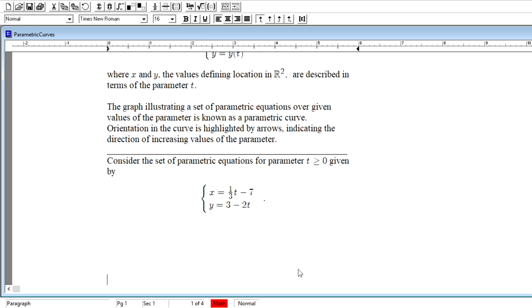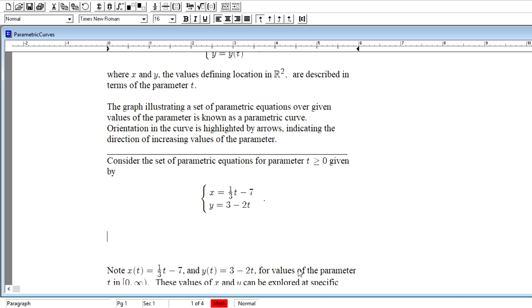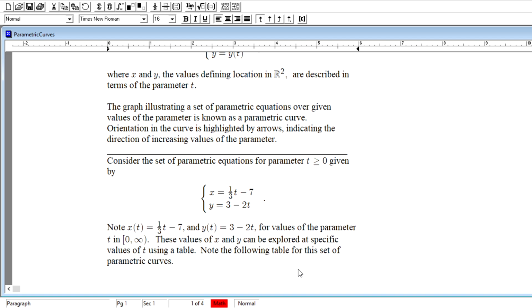To begin exploring how these locations of x and y behave over values of t, we can actually use a table of values. Here we again note x of t is equal to 1/3 t minus 7. Y of t is equal to the function 3 minus 2t for values of the parameter t in this interval from 0 to infinity. This is for values of t greater than or equal to 0.